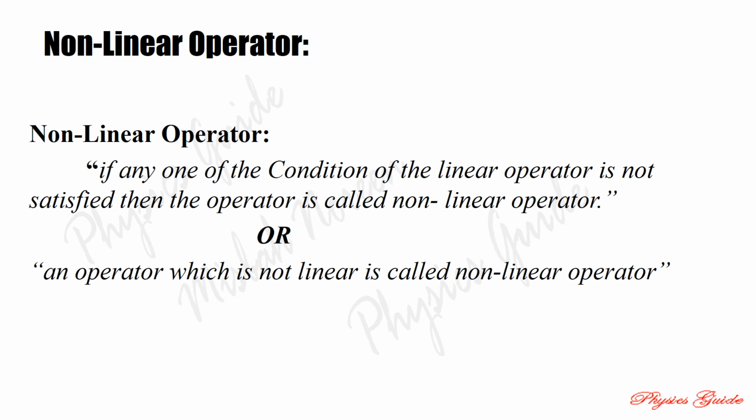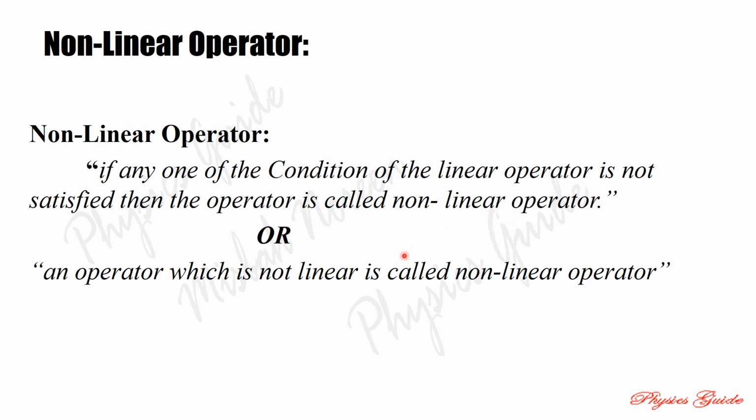Now, the other operator is non-linear operator. In the previous slide, we discussed the linear operator and examples of the linear operators. Now, students, what is a non-linear operator? Simply, if an operator is not linear, then it means it is a non-linear operator. So, the definition of a non-linear operator is that if any one of the conditions of the linear operator is not satisfied, then the operator is called a non-linear operator.